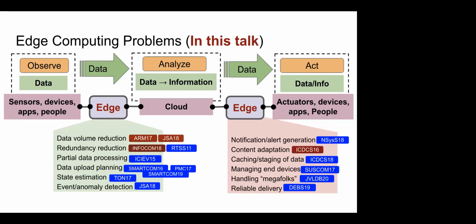For this particular talk, I will be focusing on two tasks, to be more precise. One will be on the reduction path, that means when data is going towards the cloud, how data volume reduction can happen. Another problem is when the data is going towards the user, in the user-facing edge, how content adaptation or content adjustment can happen. These are the two topics I will focus on for this talk.